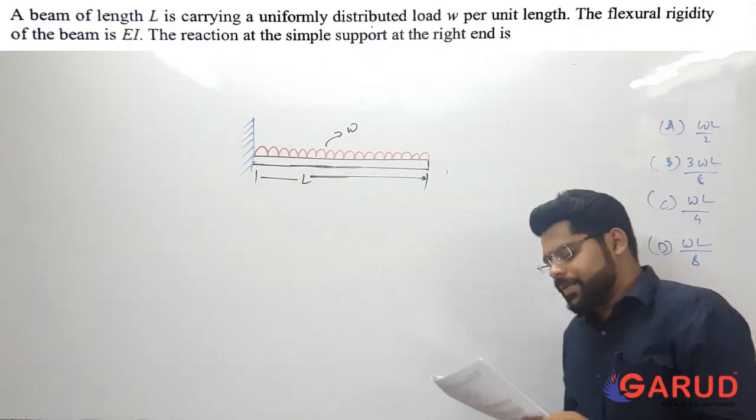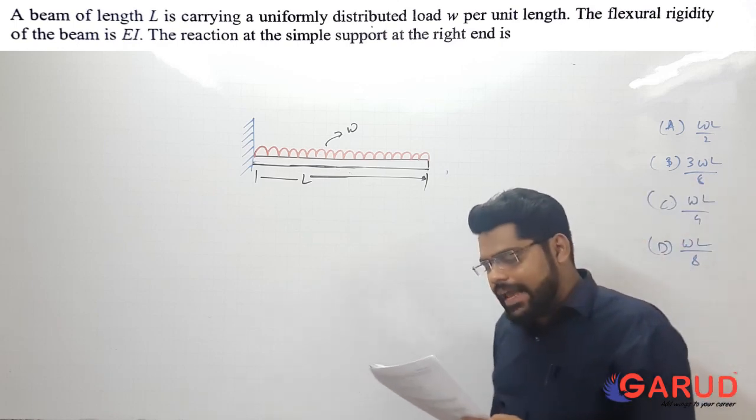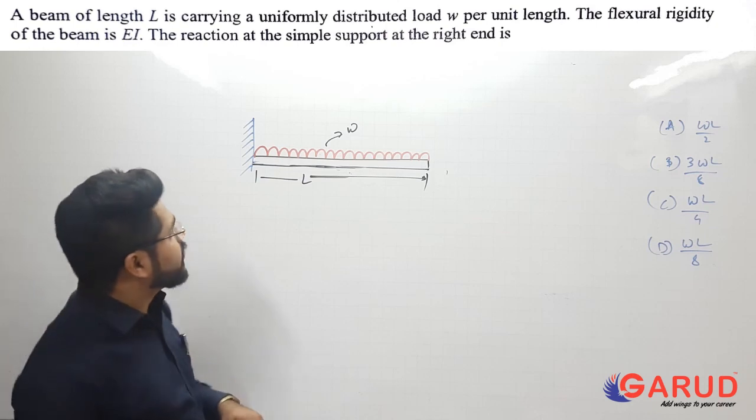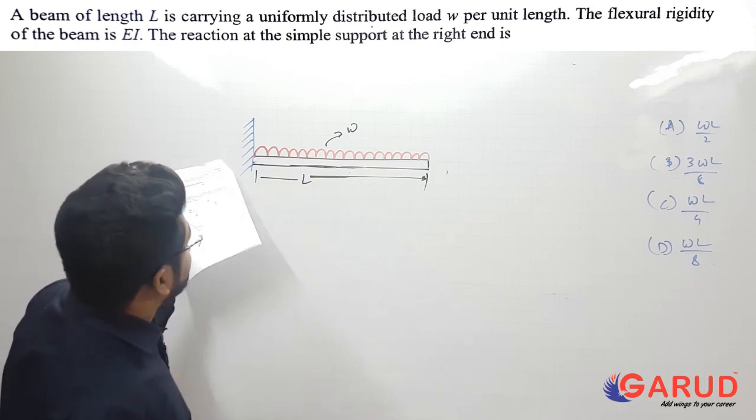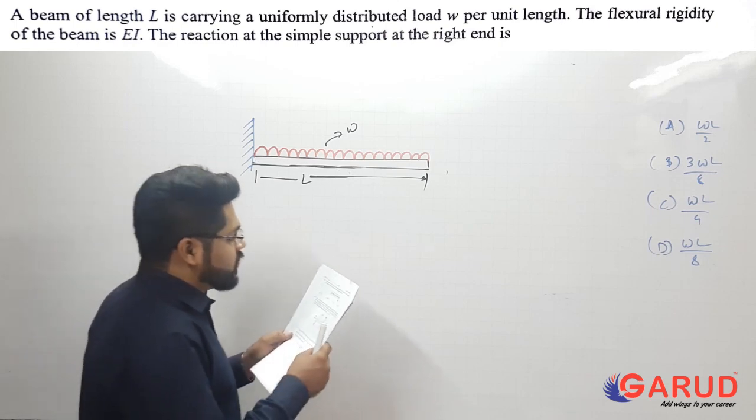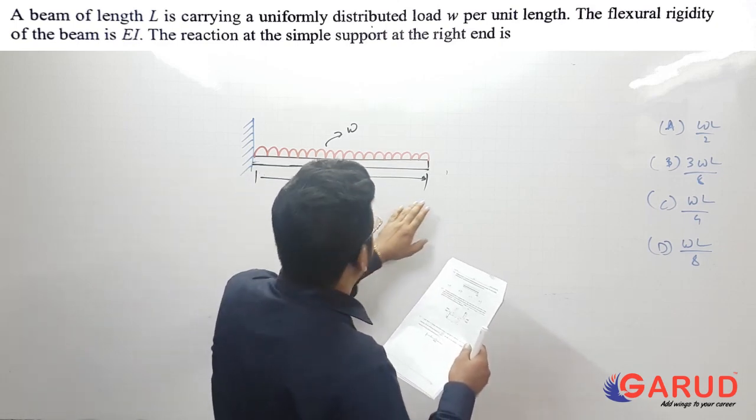2016 ka sum, question 3. Kya bola hai? A beam of length L is carrying a uniformly distributed load w per unit length. ठीक है? दिख रहा है आपको डायग्राम में, कैंटिलीवर बीम लिया मैंने, UDL आपको स्प्रेड कर दिया उसके ऊपर. ठीक है? The flexural rigidity of the beam is EI. The reaction at the simple support at the right end.